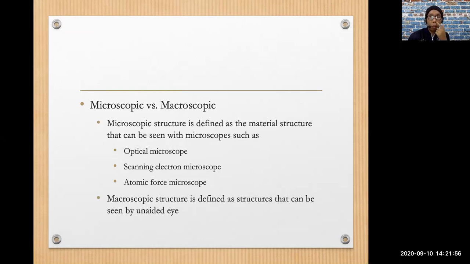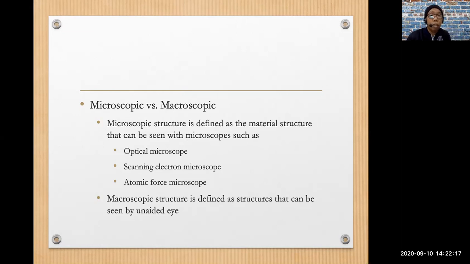Okay, so by your naked eye, kapag tinignan mo lang ng mata mo, hindi mo makita kung ano yung mismong structure niya ng material. Pero kapag gumamit ka ng microscope, through the aid of the microscope, you can be able to see yung maliliit na particles.